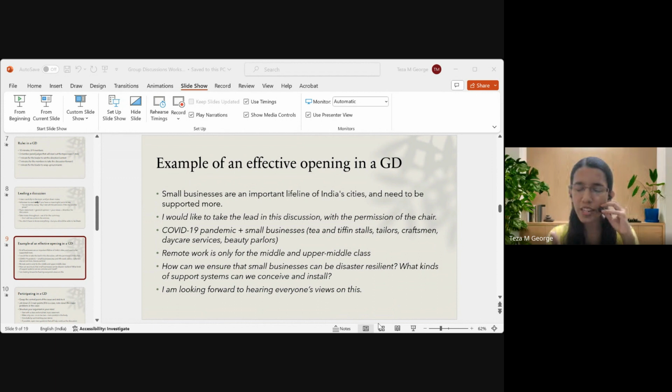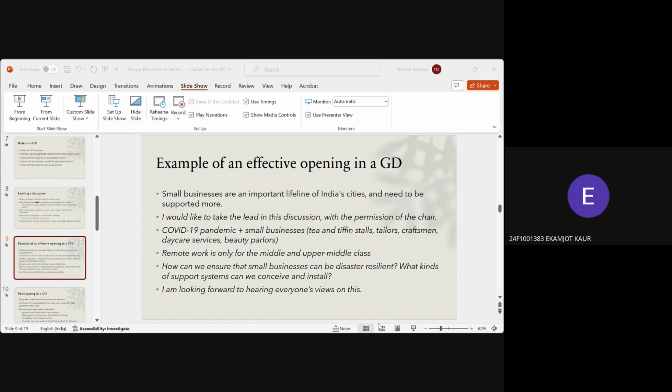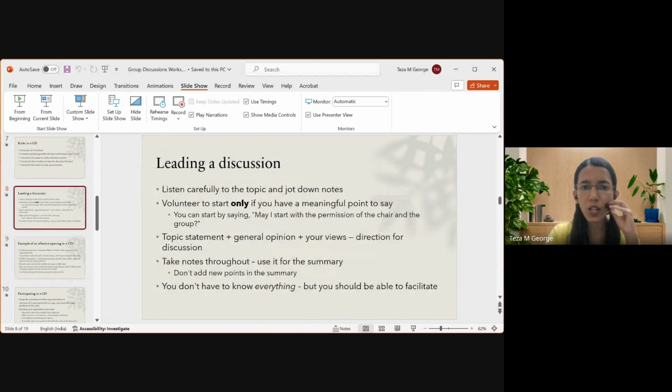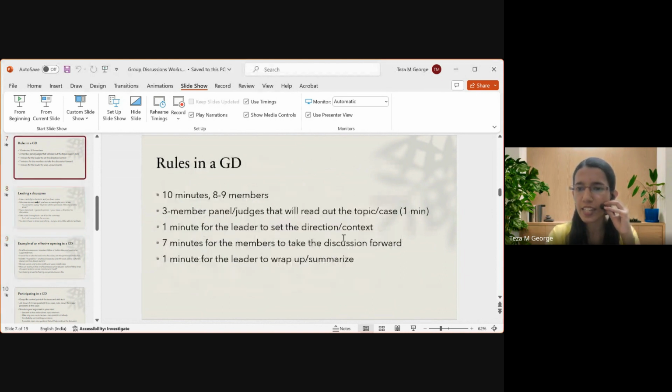Can you ask that question once again? You're asking me if the leader also has to speak during the main discussion, right? Ma'am, I'm saying when should the leader be giving his or her own opinion? Like, does it happen during the opening? It happens during the leader's statement. It does not happen separately. If you look at this slide, let me show that to you once again. See, look here: one minute for the leader to set the direction or context. Then seven minutes for the rest of the members, that is one minute for each member, to take the discussion forward. And one minute for the leader to wrap up or summarize.